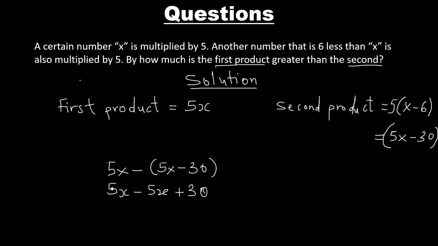So let's look at this. Positive 5x minus 5x, we subtract the numbers, 5 minus 5 is 0. So it's more like this is taking care of this. So you're actually left with only 30. So by how much is the first product greater than the second? The first product has 30 more than the second. So basically that's what it means.